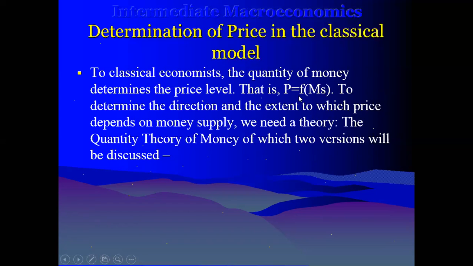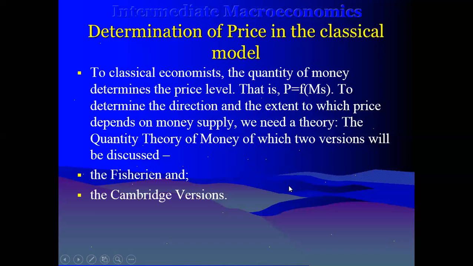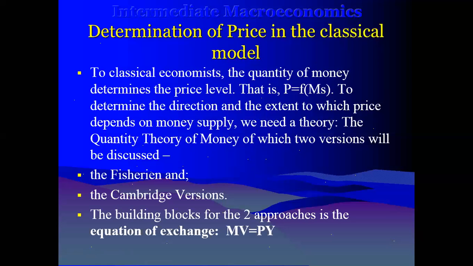For the quantity theory of money, we have two schools of thought or two versions. One by Irving Fisher, called the Fisherian, and then we have the Cambridge one, propounded by Cecil Pigou and Marshall. So we'll look at those two, the Fisherian and the Cambridge versions. I'm sure you've seen them before, so it shouldn't be much of an issue.